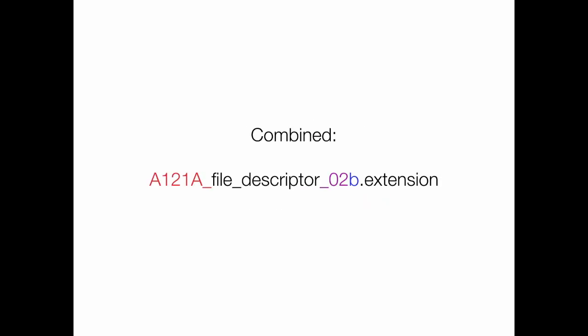Now what happens in the middle? I don't care. You can put whatever you want there. So in this case, I call it file descriptor. So it's A121A is the first bit, the 02B is the last bit, and everything in the middle doesn't really matter.